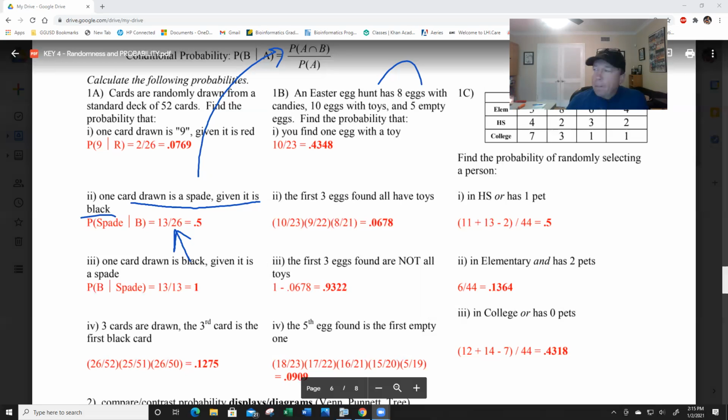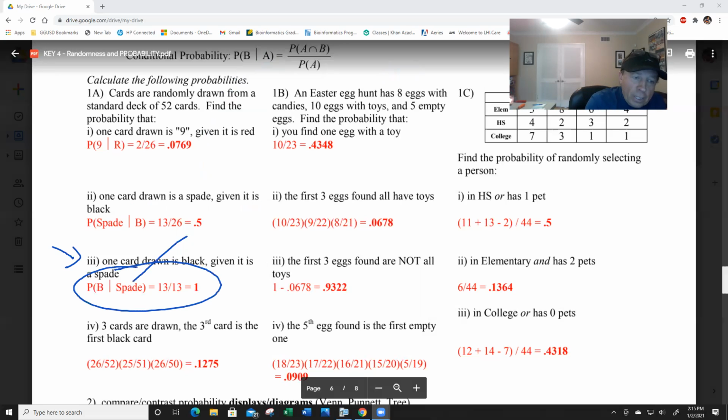Simple. Okay. Item 3. One card drawn is black, given it's a spade. Okay. Given it's a spade, what are the chances it's black? Well, how many spades are black? All of them are. So that's where you get this one right here. And I even put the notation in there with the given that being the line. Okay. Next one.